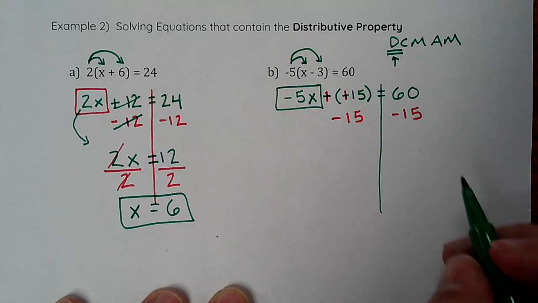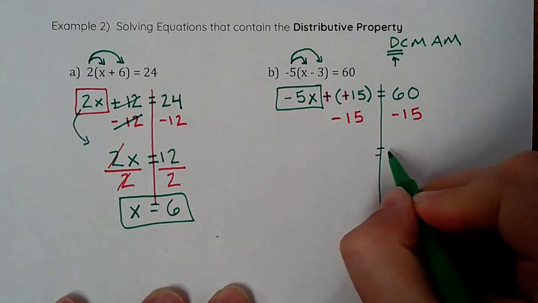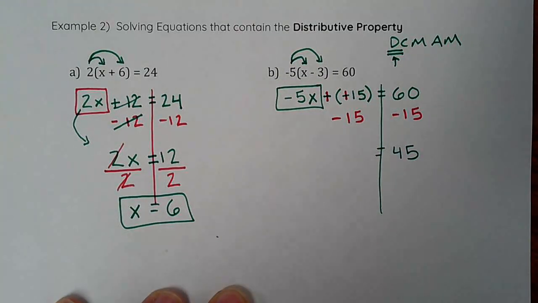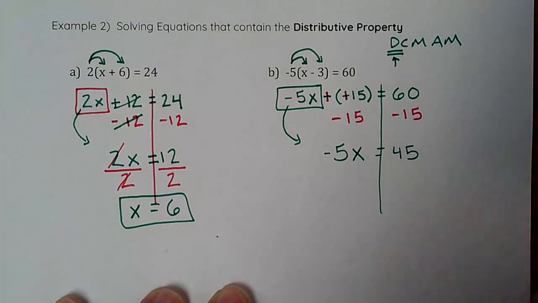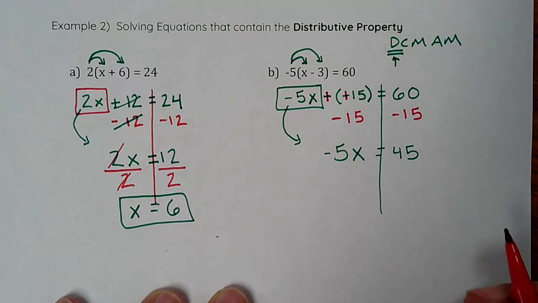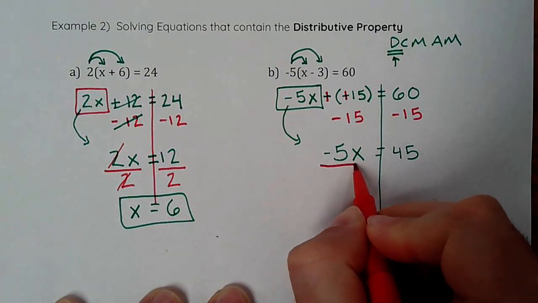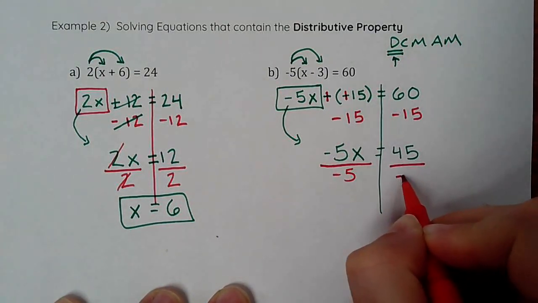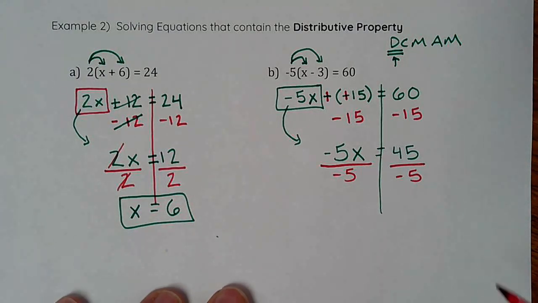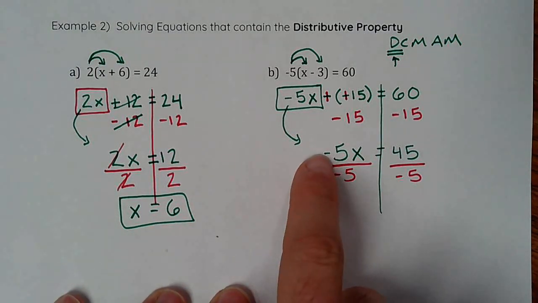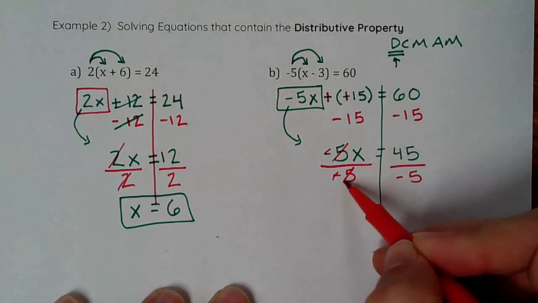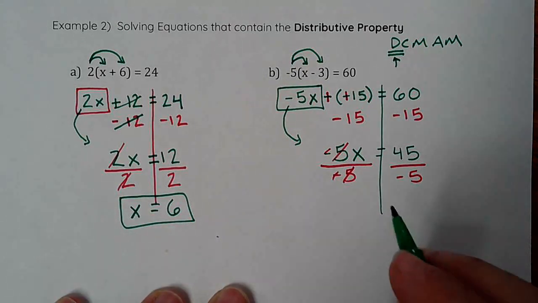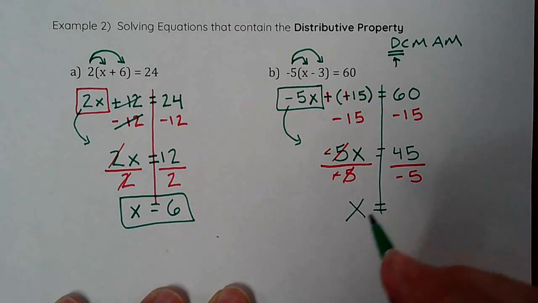60 minus 15 is 45. Bring down the negative 5x. All right, I want to undo my multiplication of negative 5, so I'm going to divide by negative 5. Now remember, since this was a negative 5 with the x, this also needs to be a negative 5. That way the negatives cancel and the 5s cancel, leaving me with x equals.